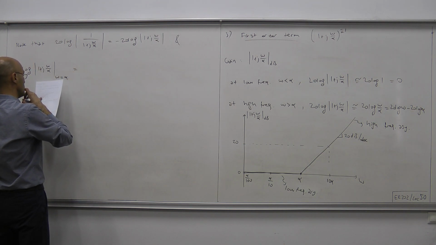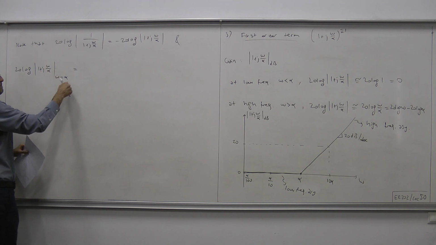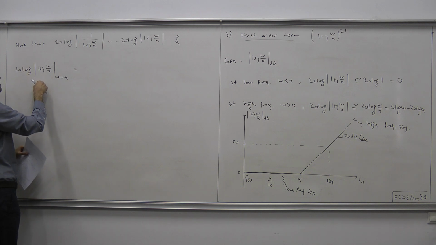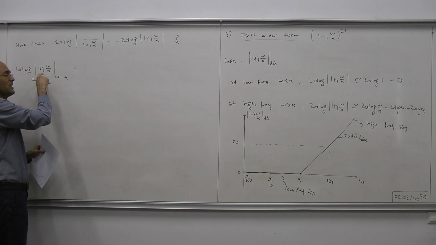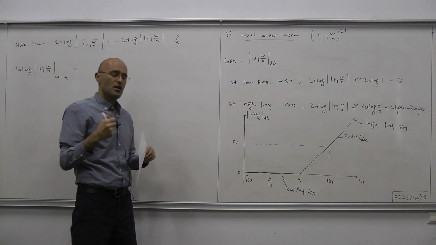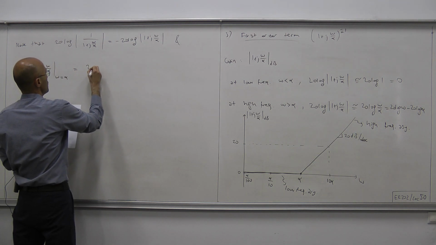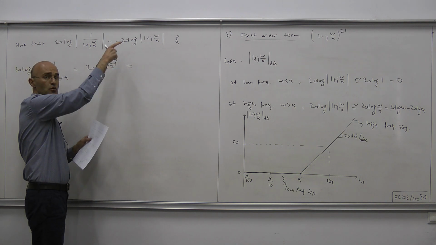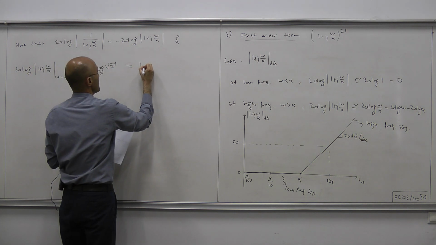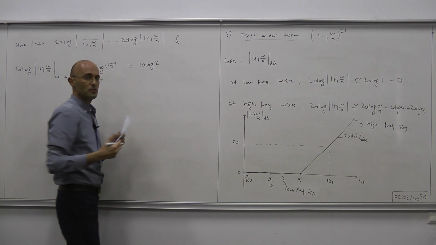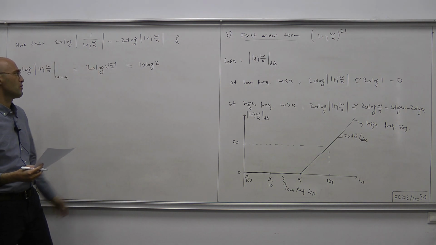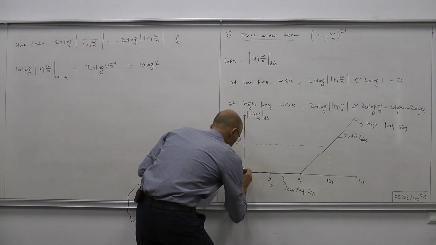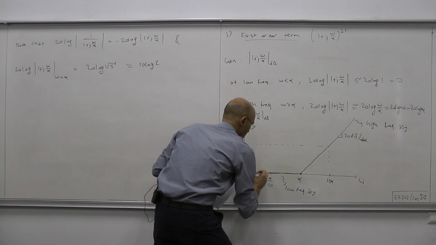Plug in omega equals alpha, alpha over alpha is 1, so we're talking about 20 log of the magnitude of 1 plus j. The magnitude of 1 plus j is the square root of 2. So that's 20 log square root of 2. The square root of 2 is 2 raised to the power 1/2. Therefore, that's 10 times log 2. And log 2 is approximately 0.3. 10 times 0.3 is 3. So just mark here 3 dB.